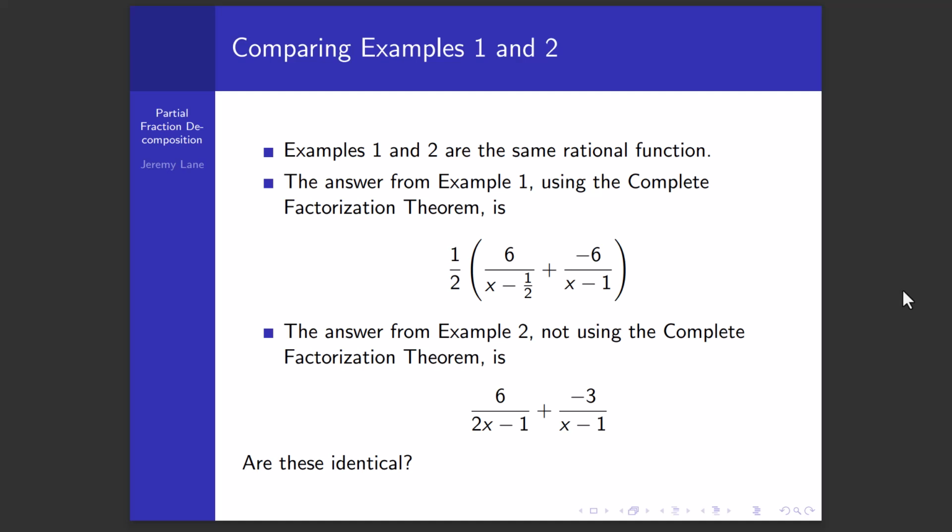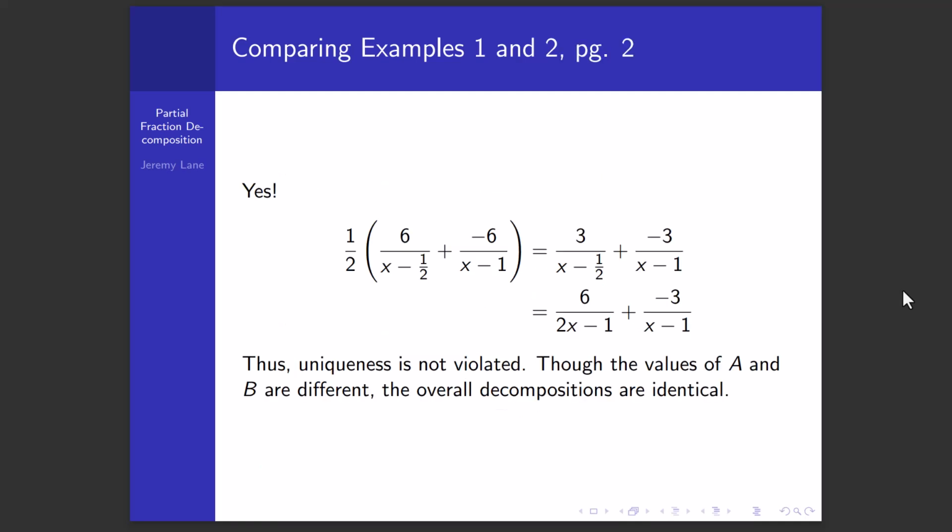And the question is, are these identical? Because if they're not, then we have violated the uniqueness property of partial fractions. But in this case, they are. If you distribute the 1/2, you'll get 3 over x minus 1/2 plus negative 3 over x minus 1. Rewriting that x minus 1/2 denominator by combining fractions is going to give me 2x minus 1.